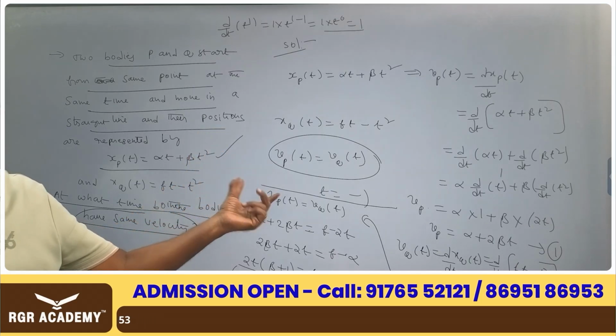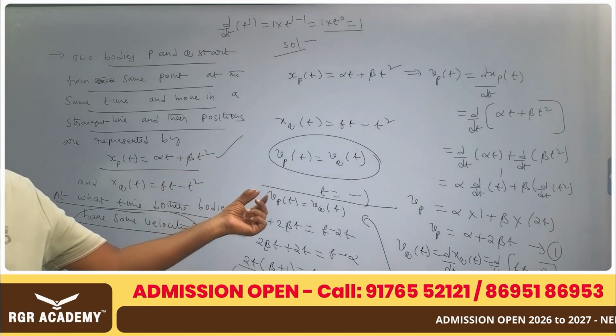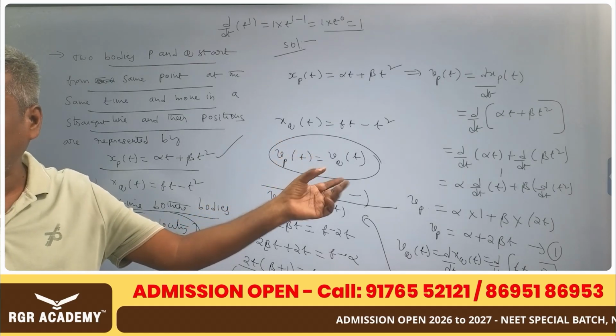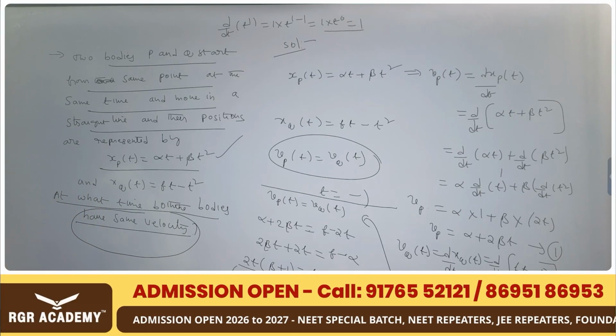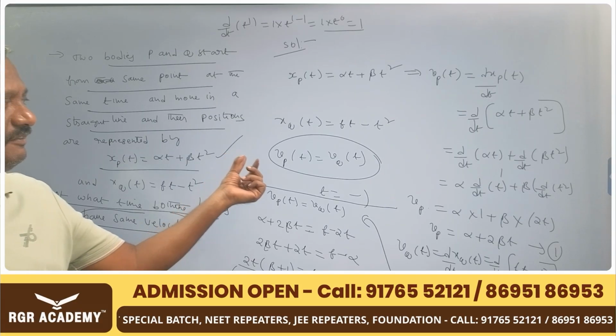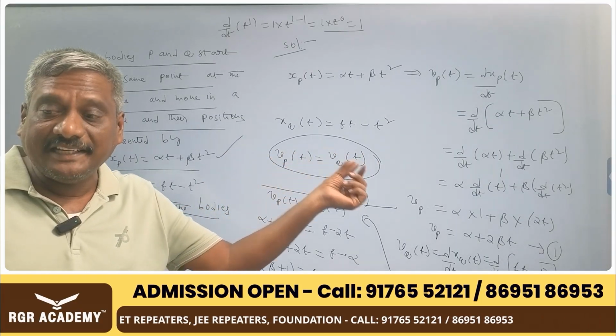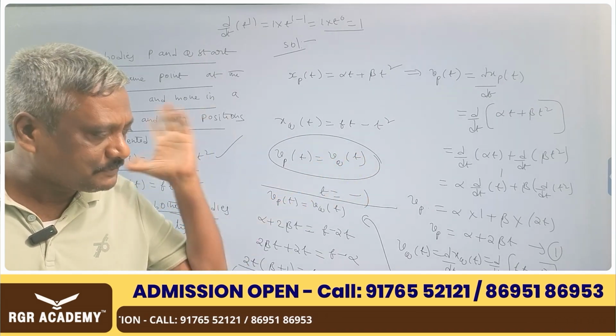Here the most important thing is the application of the differential concept, that is d by dx of x power n is n into x power n minus 1, and we have to understand the condition carefully. The velocities of the two particles are equal. When velocities are equal, we find the time.